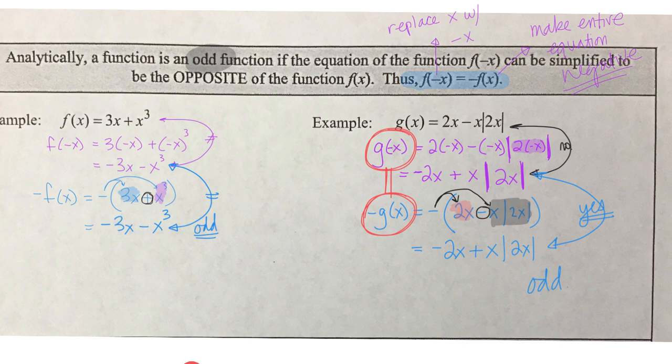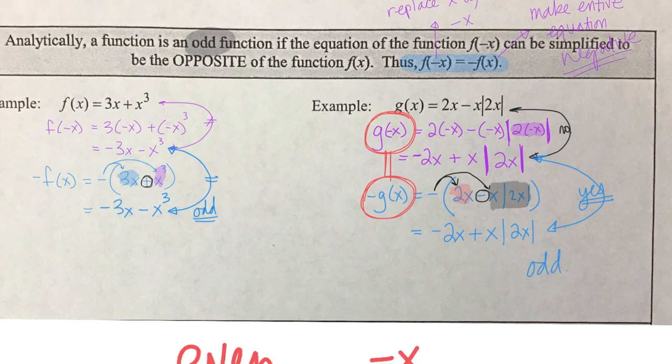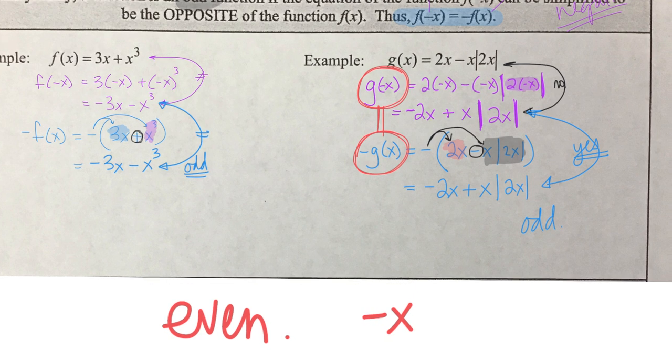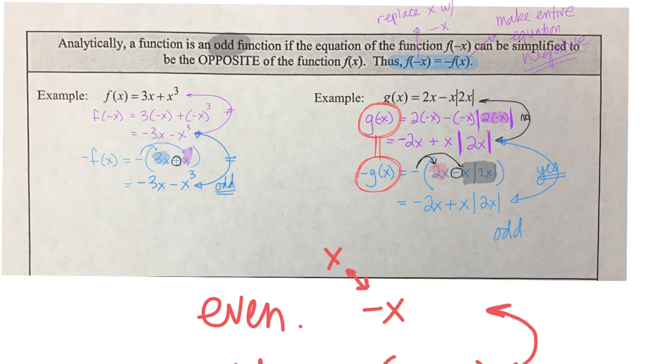So first we test for even. Replace x with negative x. If that's true, then your graph is even. And if it's not, then we test for odd by making your entire function negative, and we compare these. If it's even, these ones are the same: your original and this one are the same. And if it's odd, those ones are the same. So let's analyze some functions and decide whether they are even or whether they are odd.